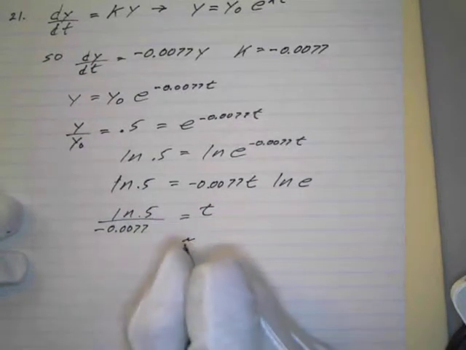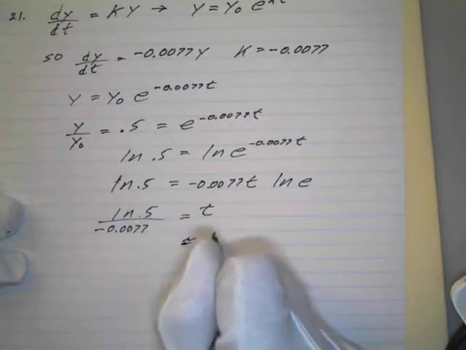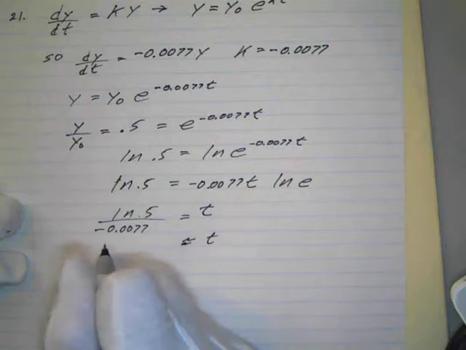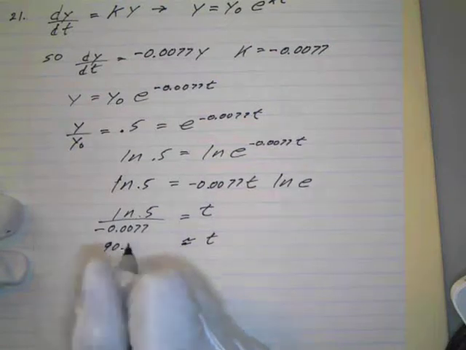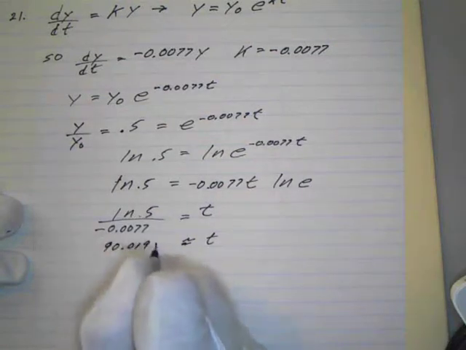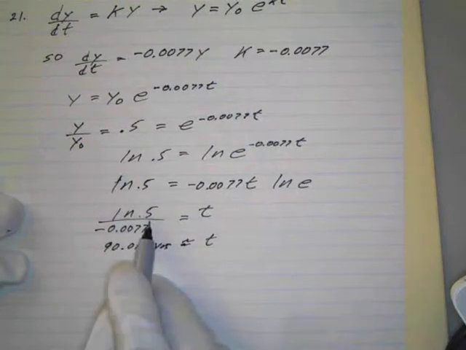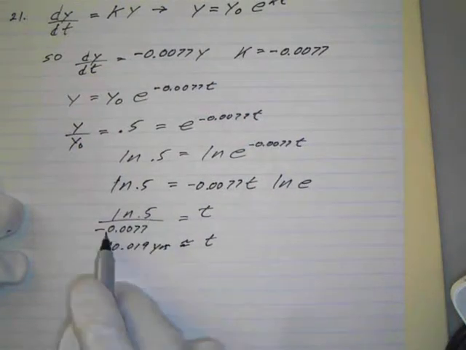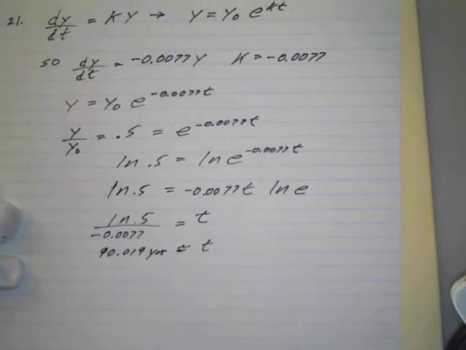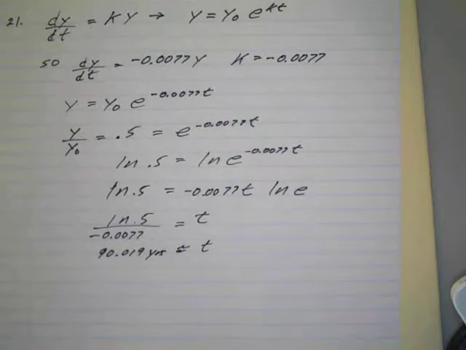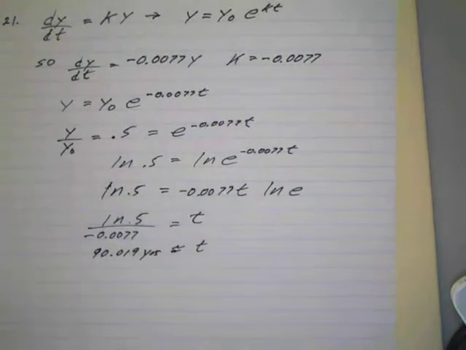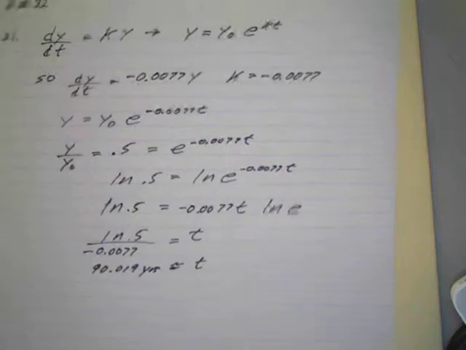If you work that out in your calculator, you should get approximately 90.019, and that would be yours. Now remember, we know this is negative. We talked about this earlier, so negative divided by negative is a positive. So that should take care of that. So that's our half-life. Okay, hope that's all right.